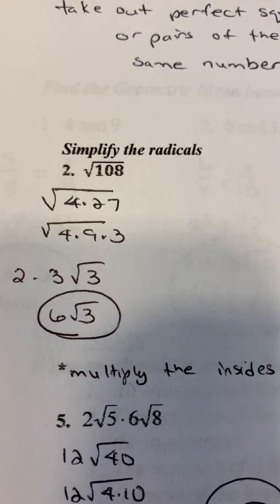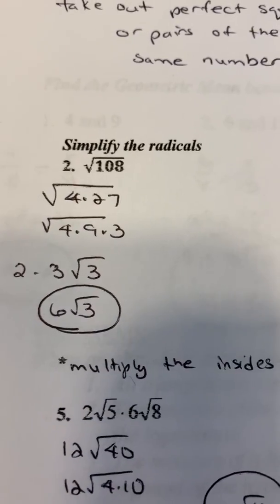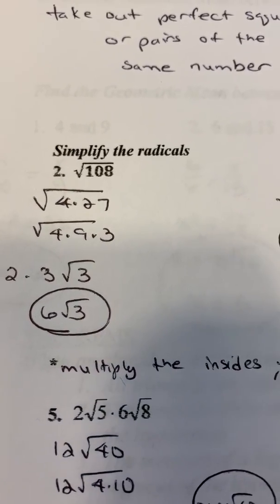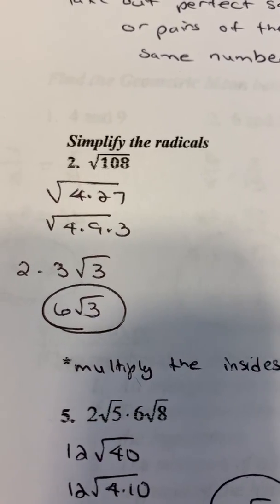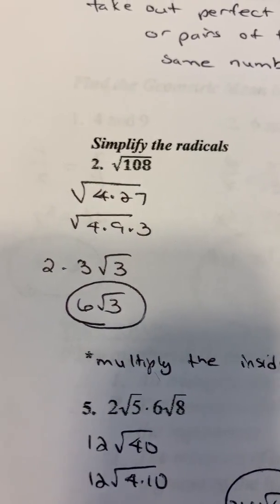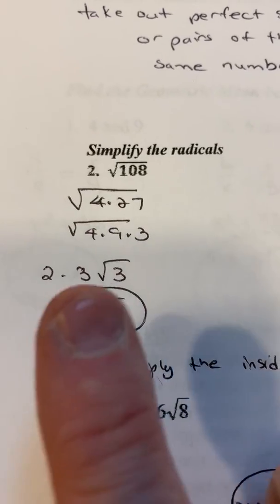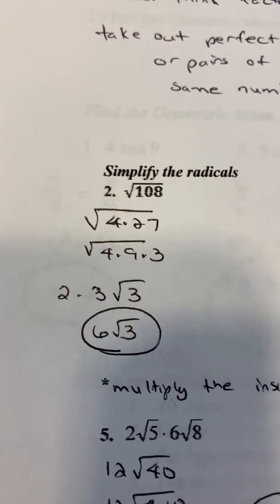So 4 times 27 breaks down further into 4. I'm leaving the 4 alone because I know that's a perfect square. 27 becomes 9 times 3. There's another perfect square. The 3 would have to stay. So the 4 becomes a 2 outside, the 9 becomes a 3 outside, the 3 inside has to stay. The 2 times 3 here then becomes 6 root 3.